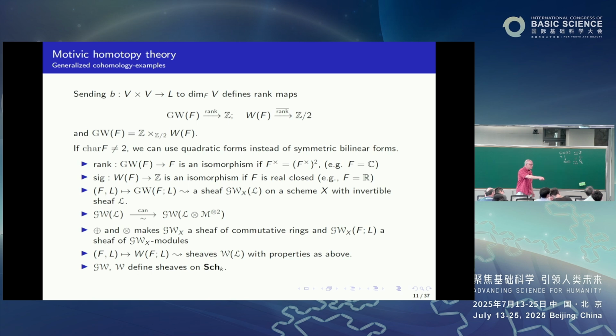Can you see? No, it doesn't do anything. Oh, sorry. This doesn't do anything. Does it? Okay, so the notation, there's a typo there. It's just that GW_X of L is a sheaf of GW_X modules. And the whole thing works also for sheaves of Witt rings and twisted Witt groups.